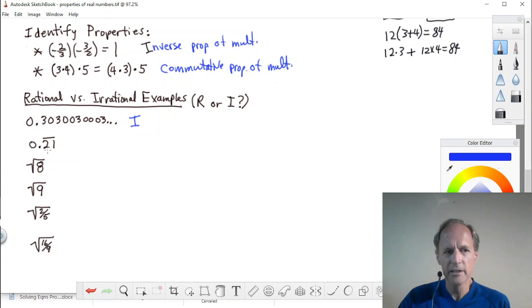Okay, this says the 2, 1 repeats. It's 2, 1, then 2, 1, 2, 1, 2, 1, 2, 1. It repeats. So because it repeats, that's rational.